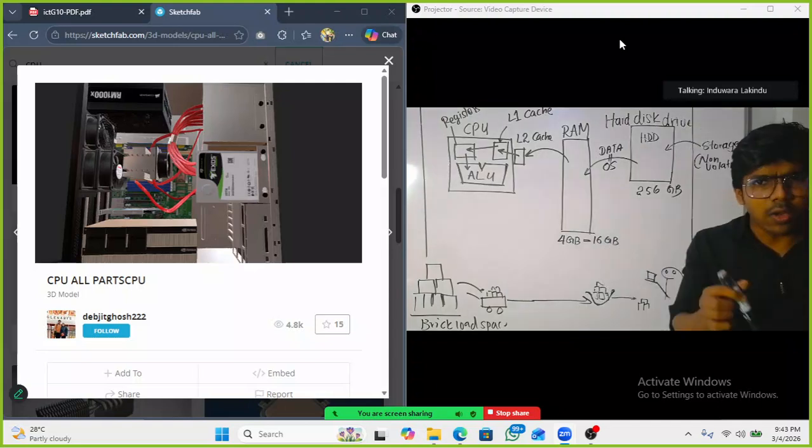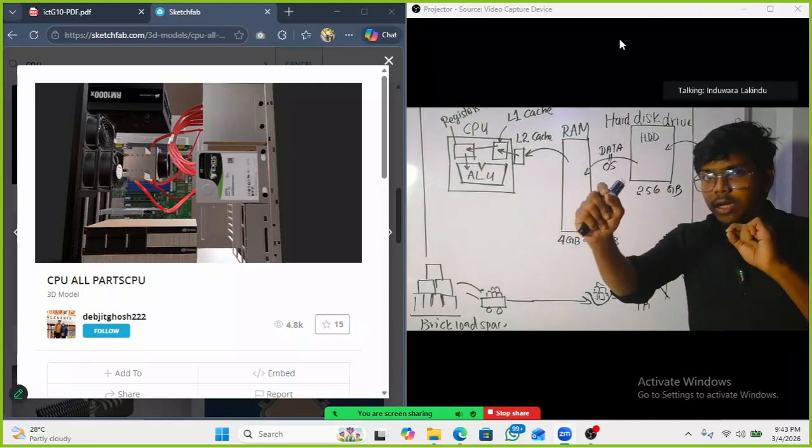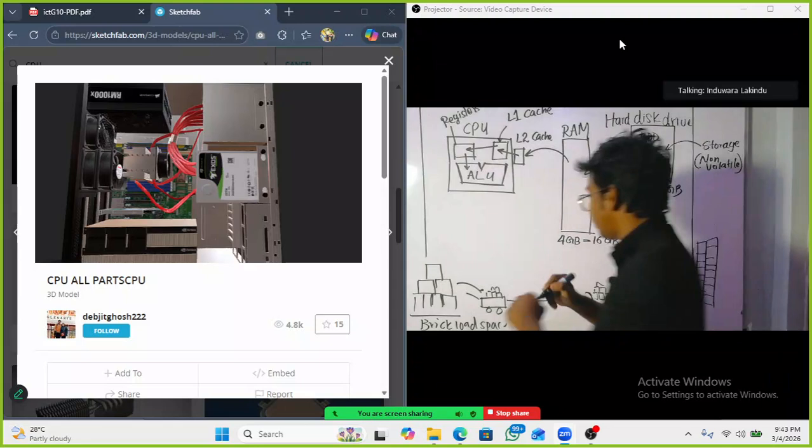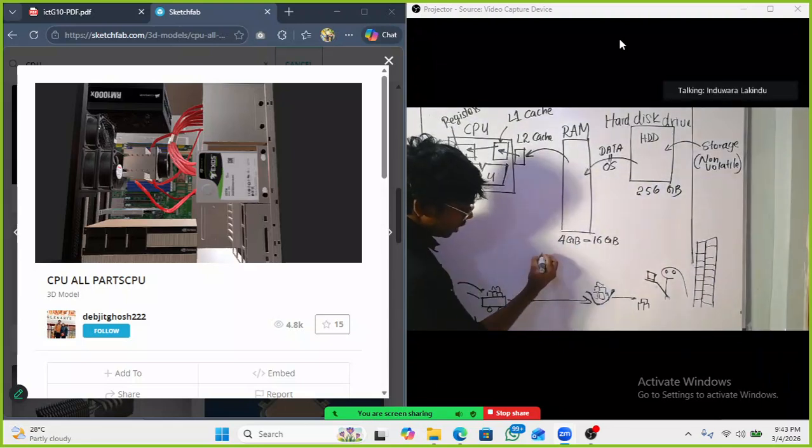Now, when you think about the access speed, that is the key point. Access speed. What is the word? Remember carefully.